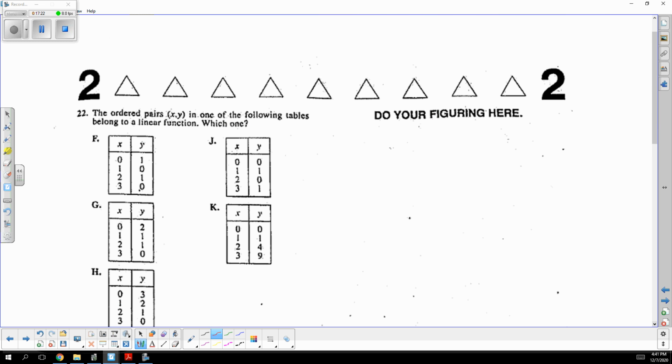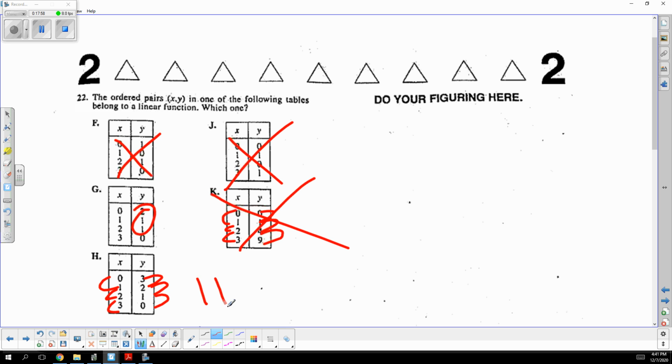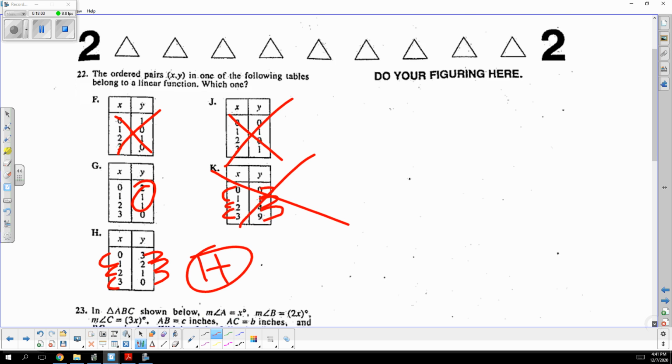All right, linear. This is a good question. Linear means that it increases at the same rate. So let's look at K. We're up 1, up 1, up 1. Up 1, up 3, up 5. No. This one goes back and forth. This one goes back and forth. This one, you can't have the Y repeating. Here's linear. Up 1, up 1, up 1. Down 1, down 1, down 1. H is the linear function.